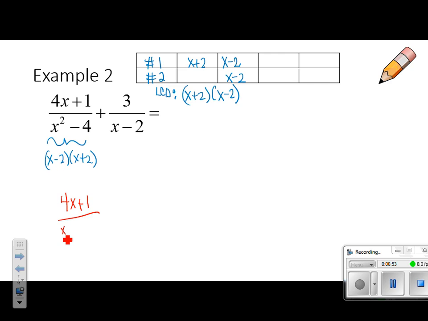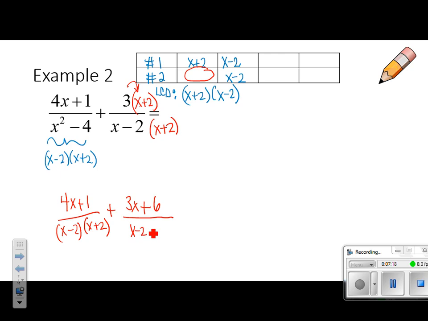I like that when that happens. I don't have to do any sort of multiplication or anything. What is the second fraction missing? Oh, it's missing an x plus 2. So I need to multiply the top by x plus 2 and the bottom by x plus 2. I'm going to go ahead and do that right away. 3 times x, 3x. 3 times 2 is 6. And then the bottom is x minus 2, x plus 2.